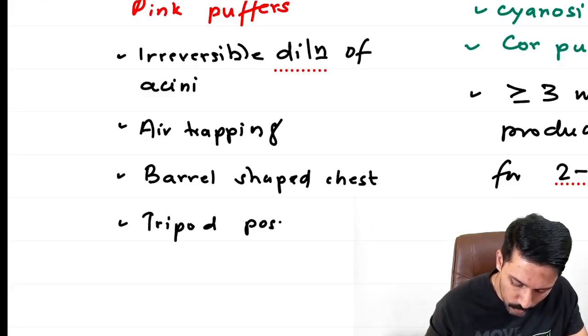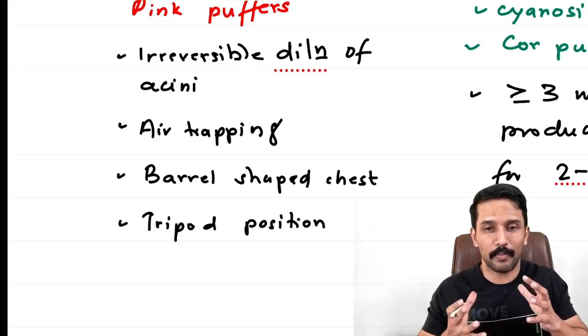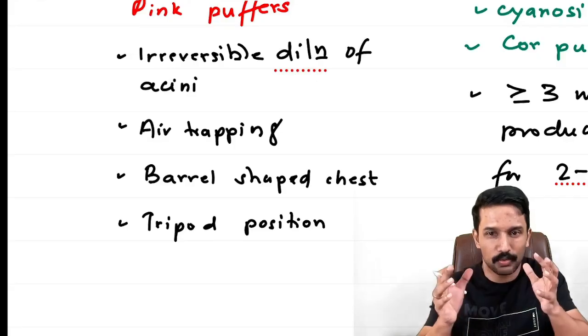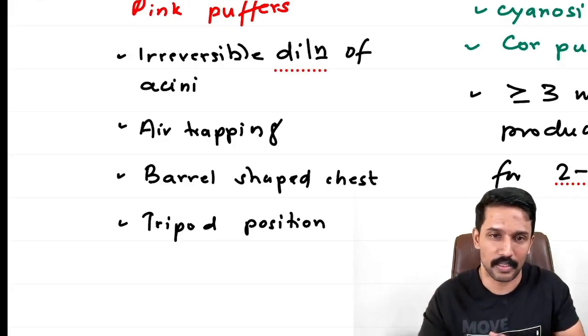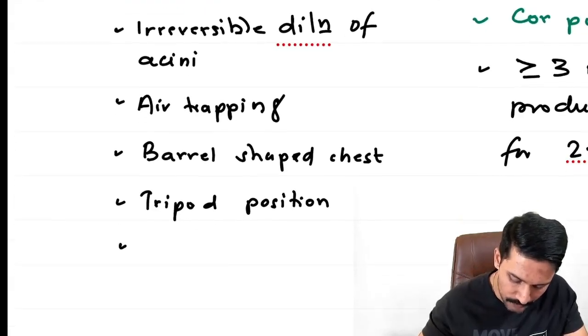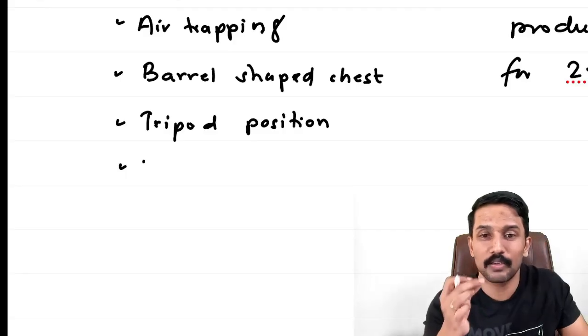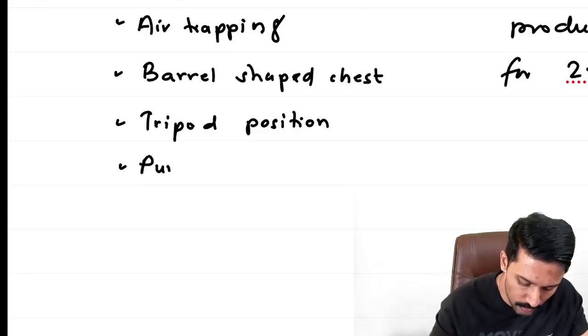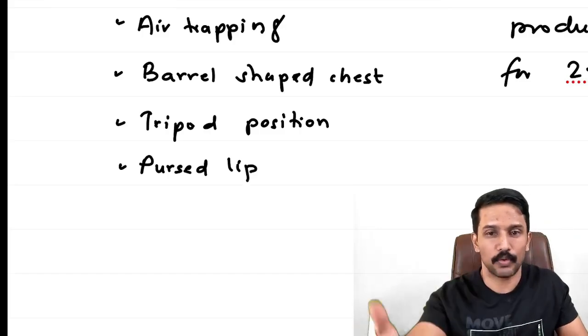When they do tripod positioning, the contracted diaphragm pushes the lung up and makes the lung compress. So these irreversibly dilated acini also get compressed and air from there starts leaving out easily. So they achieve tripod position. Apart from that, they also do pursing of the lips, pursed lip breathing. Pursing also increases intra airway pressure, helps you to exhale easily.